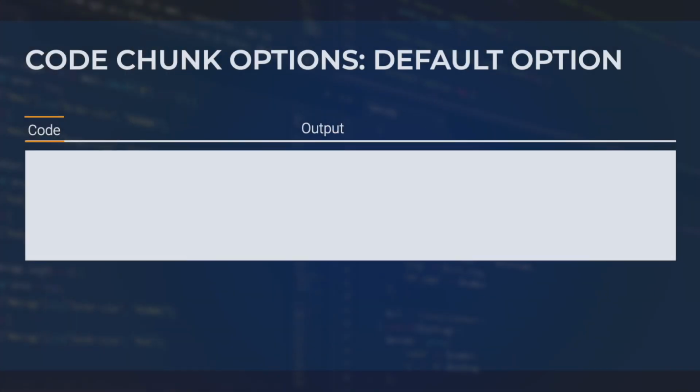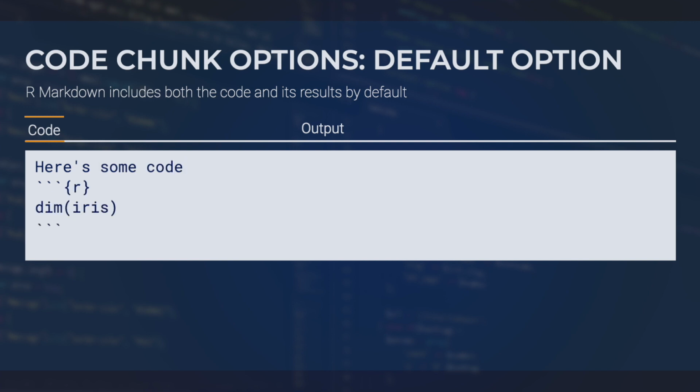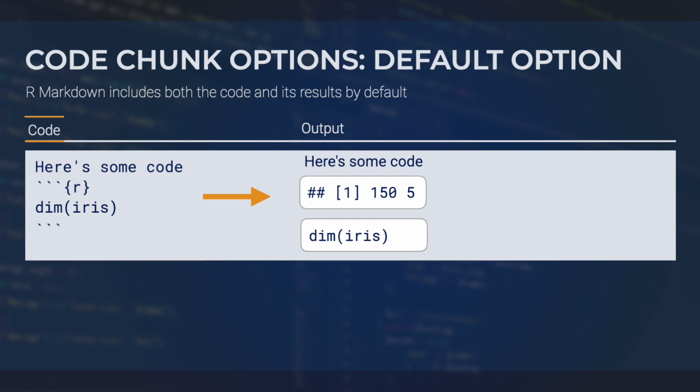Now, your code chunks have some different options. By default, R Markdown includes both the results and the code when you knit the document. So if you have a code chunk, and that code chunk has a small piece of code, and you knit that document, you will see both the code and the result.